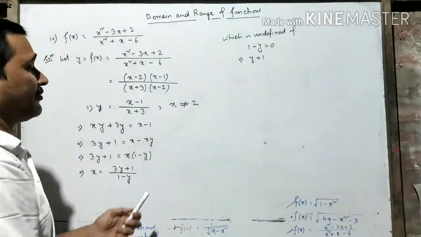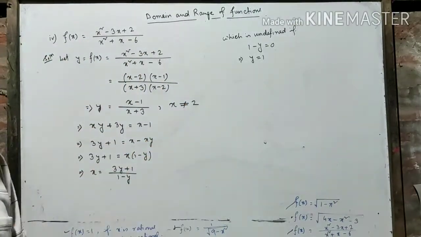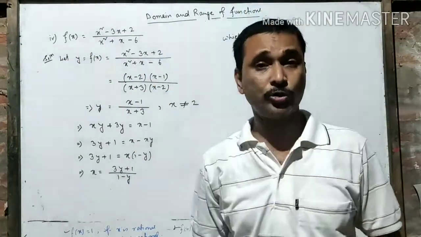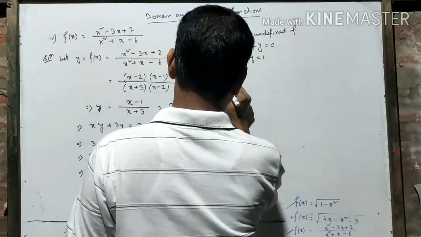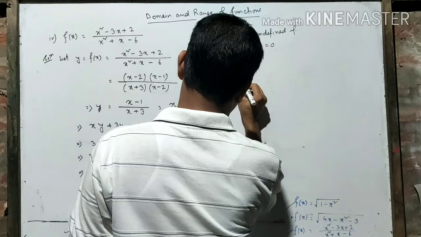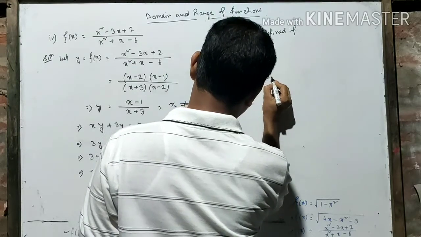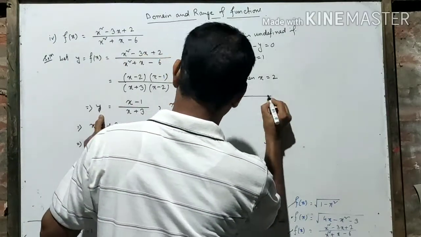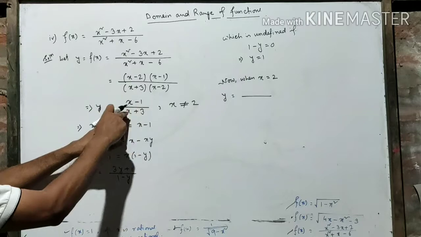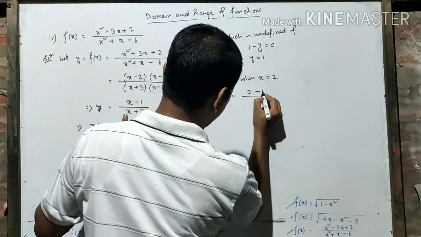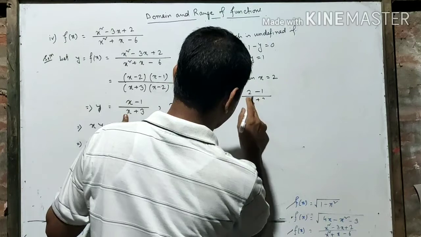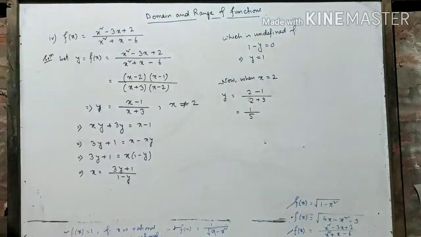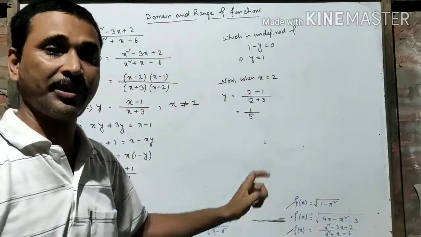Now here you see we have left x equal to 2. We have considered x is not equal to 2, but we have to check what happens if x takes the value 2. So here we will check it. When x takes the value 2, then y takes the value, see y equal to (x minus 1) by (x plus 3). So y takes the value (2 minus 1) by (2 plus 3), so 1 by 5. So when x takes the value 2, y takes the value 1 by 5.